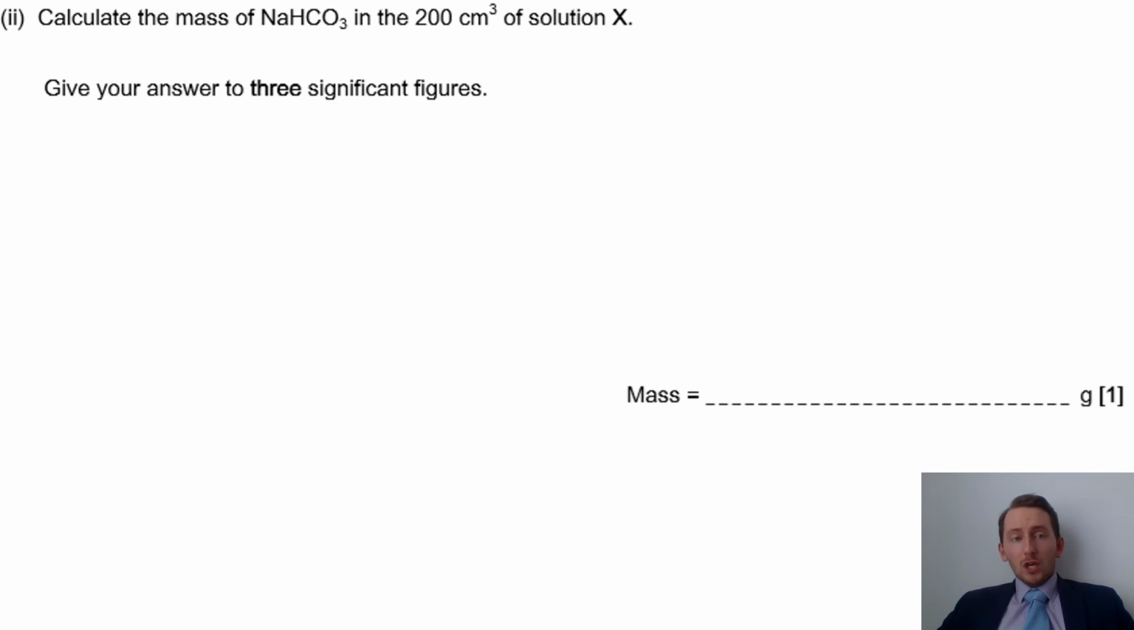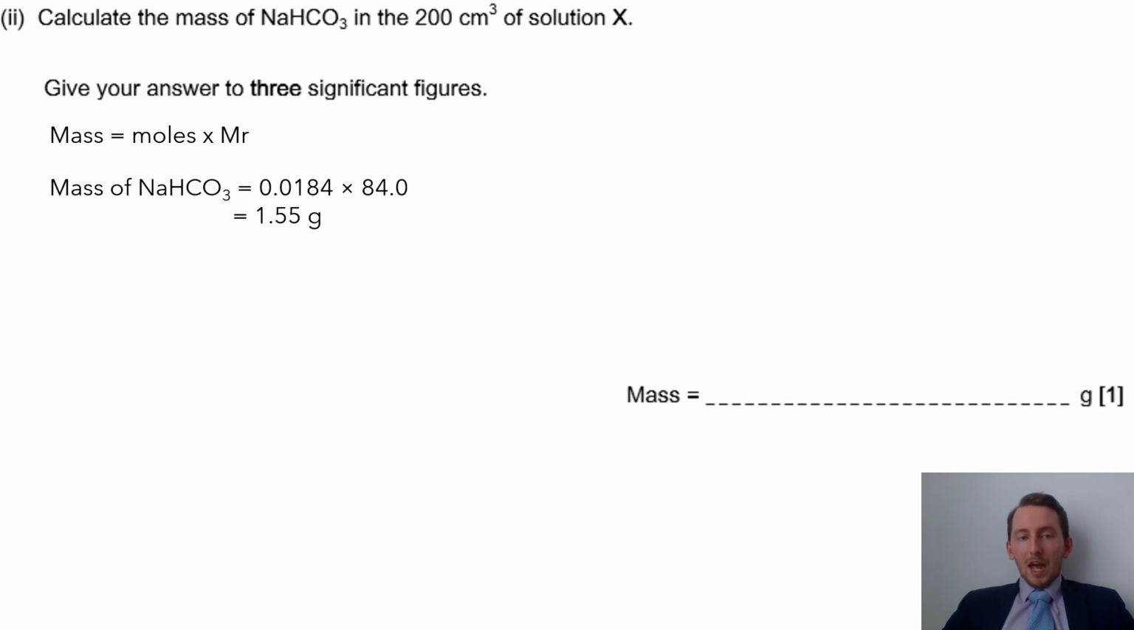Okay, and the final question: you need to calculate the mass of the sodium hydrogen carbonate in the 200 that we just worked out. Again, it's only worth a mark because you've done all the legwork in the previous question, so we don't have too much to do here. Starting off, how do we work out the mass? Well, we take our equation that we've known for a while now: mass is moles times the MR. So we have our moles.